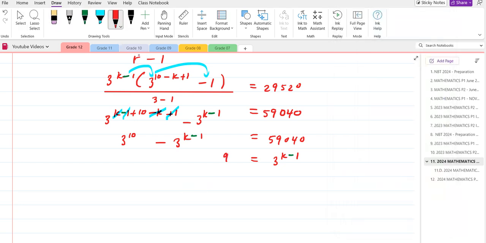And 9 can be written as 3 squared. Now drop the bases here. Right, if I drop the bases, therefore k minus 1 is equal to 2. This implies k is equal to 3.